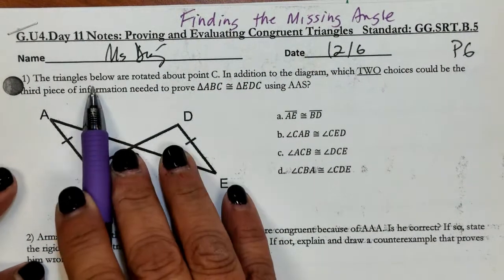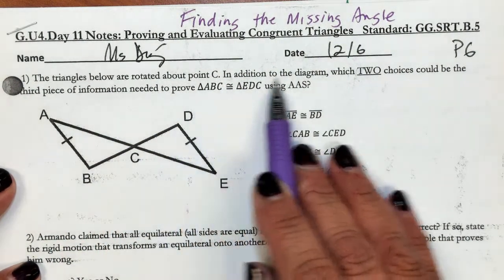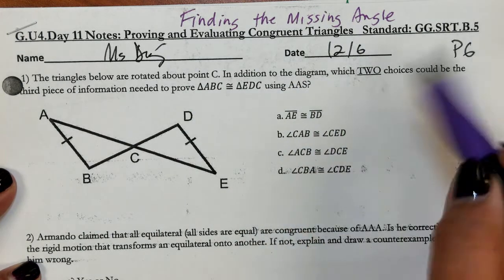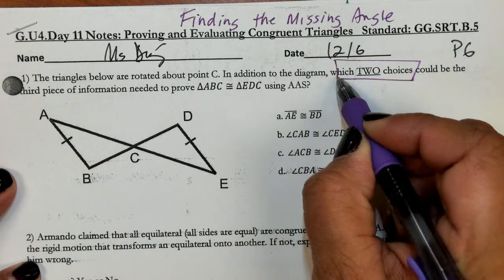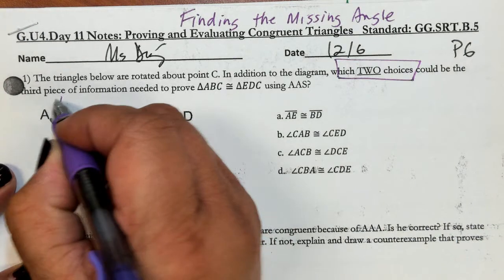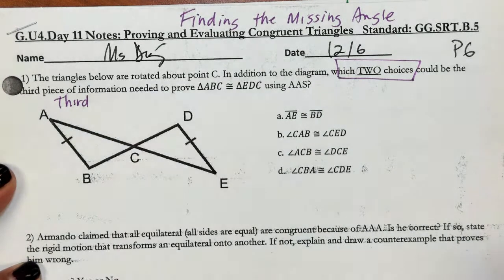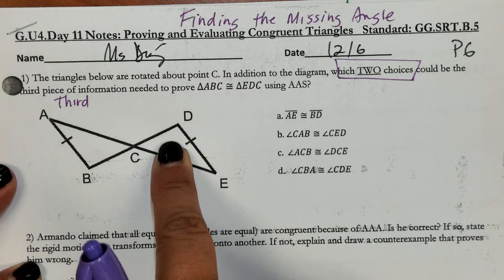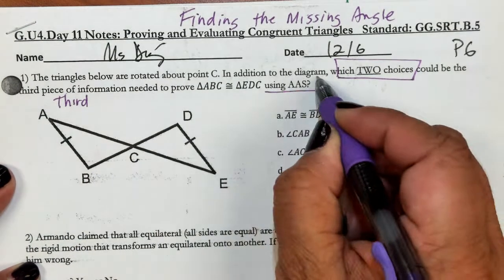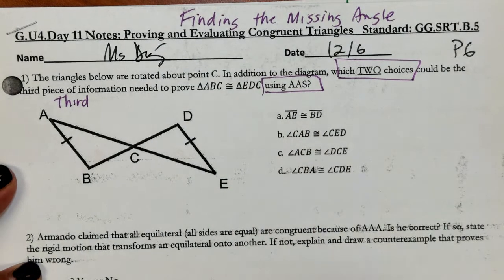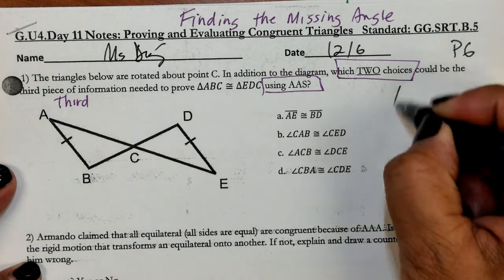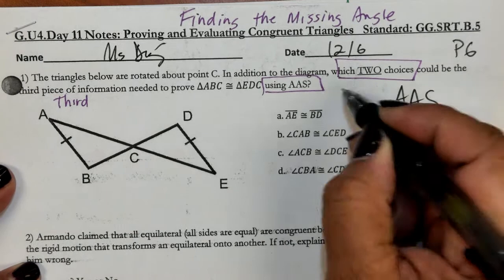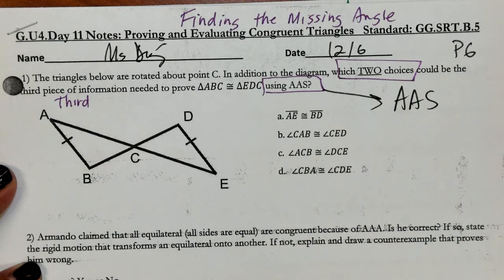Okay. So does everybody have a sheet in front of them? The triangles below are rotated about point C. In addition to the diagram, it says which two choices could be the third piece of information needed to prove triangle ABC is congruent to EDC. Now, specifically, they want AAS. So what I've asked you to do when you see this type of problem is write down what they're asking for.